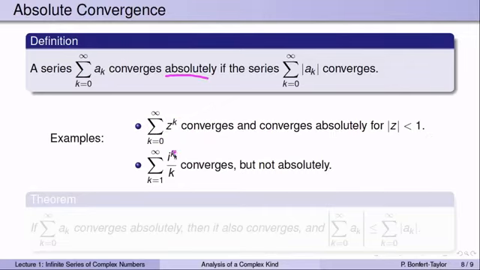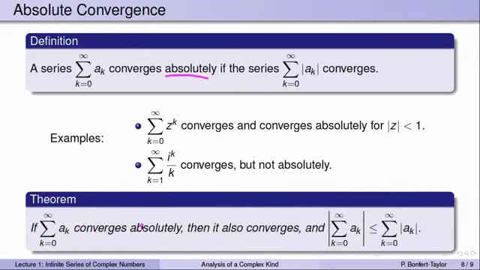On the other hand, the series of the i to the k over k converges, but not absolutely. Here's the theorem. If a series converges absolutely, then it also converges. The reverse is not true, as we just saw. We saw an example of a series that converges, but it does not converge absolutely. So absolute convergence implies convergence, but the reverse direction is not true. Furthermore, you have an infinite version of a triangle inequality in that case. The absolute value of the original series is bounded above by the sum of the absolute values of the a_k's.